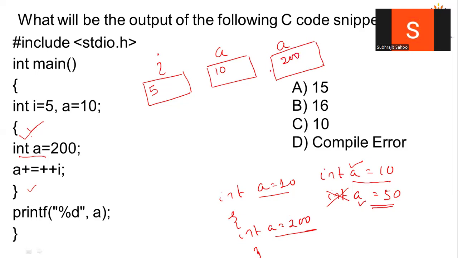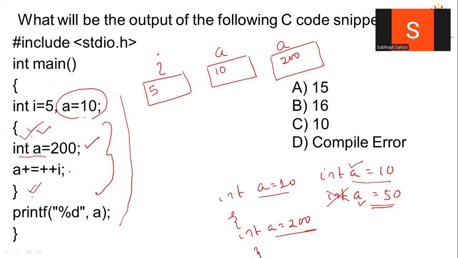But the difference is what? This a's scope is throughout the program. Everywhere this a value is valid. But this a value is valid in this portion only, from this bracket to this bracket. Once this bracket is closed, this a value will not work; the outer a value will work, right? You can observe, like this situation I got now.